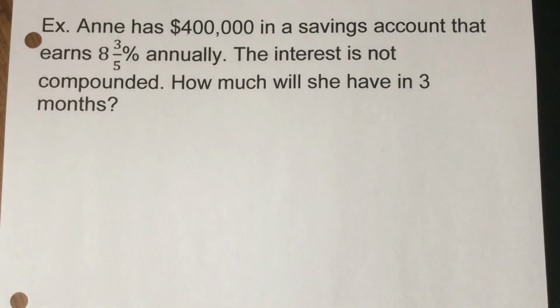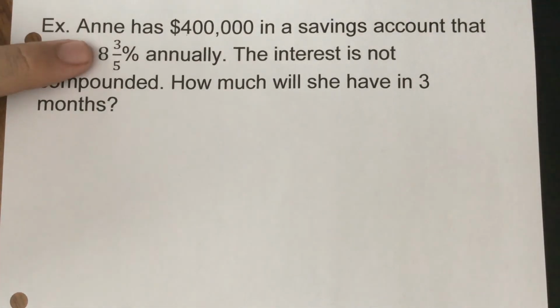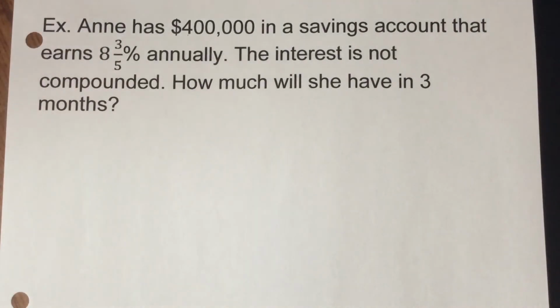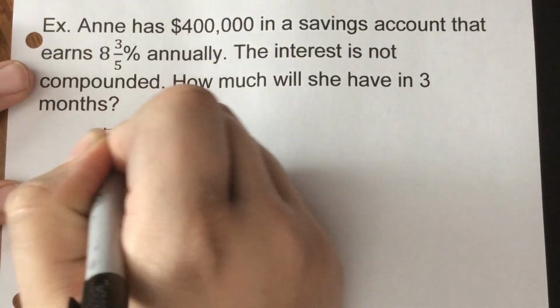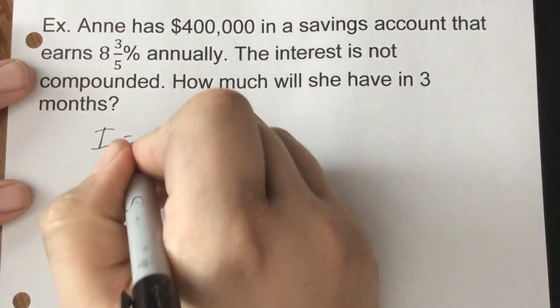Lastly, Anne has $400,000 in a savings account that earns 8 3/5% annually. The interest rate is not compounded. How much will she have in just 3 months? So, what happens when we have a fraction in the percent? Well, we're just going to make it into a decimal, just like before. So, I equals our 400,000.